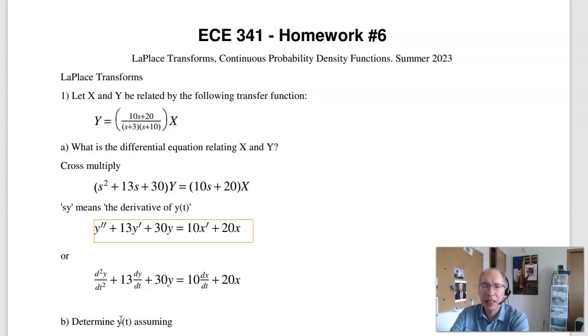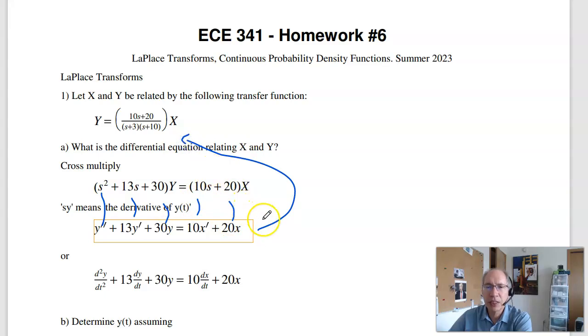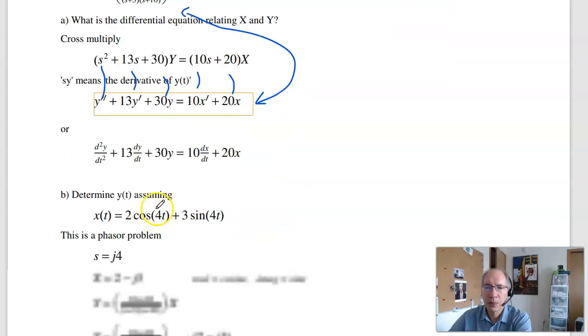Given a transfer function from x to y, that represents a differential equation. What is that differential equation? Well, s means derivative, so if I take the denominator and cross multiply it all out, then sY represents the derivative. So this is the second derivative of y, the first derivative and just y, the derivative of x and x. So that transfer function is the same thing as this differential equation. I could also write it in this form.